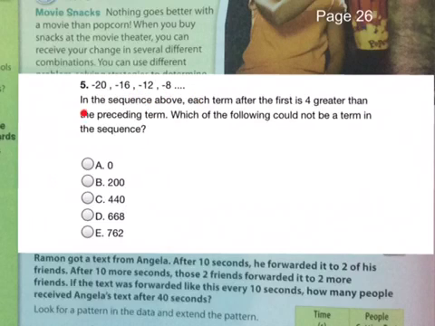Now what is the question? In the sequence above, each term after the first is 4 greater than the preceding term. Okay, so they're telling us the pattern. Which of the following could not be a term in the sequence? So if you're counting plus 4s, which one of these could not be a number in the sequence? Go ahead and solve that. I would recommend pausing now and solving it if you want to solve it for the extra points. Okay, otherwise let's continue.